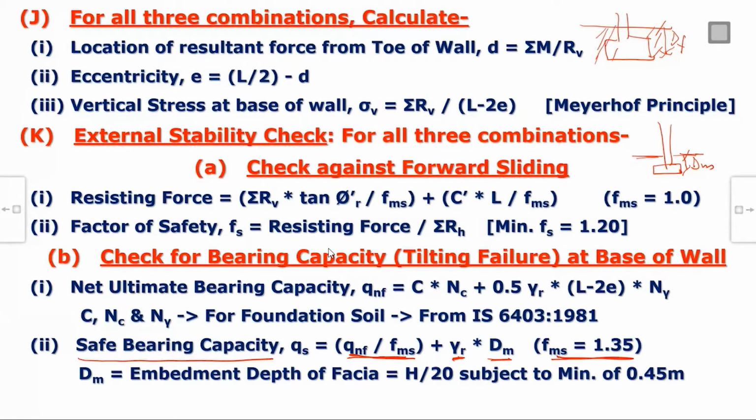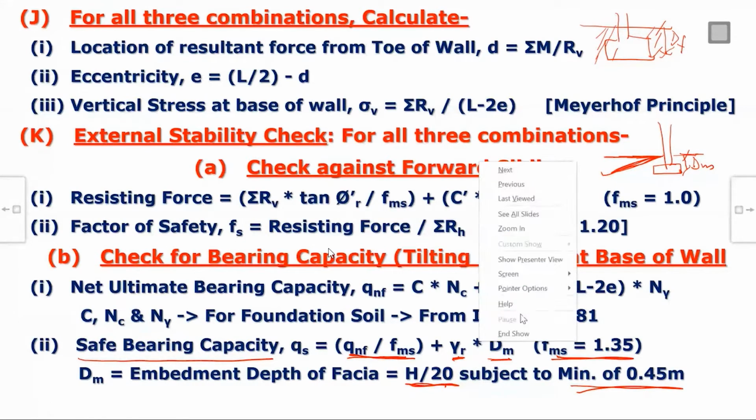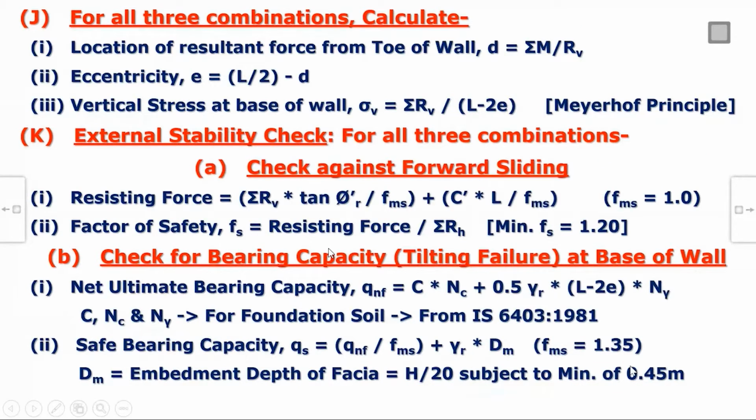So gamma R times DM, and the embedment depth is not given in BS 8006. Again, as I said, these are construction aspects. So FHWA gives it. It says it can be taken as H by 20. The same is taken in IRC also, subject to a minimum of 0.45 meter for horizontal fill. If your fill is sloping, then there is a different formula, but we are taking horizontal. For horizontal, it can be H by 20, subject to a minimum of 0.45 meter. So with that, we will take this DM, and you will calculate safe bearing capacity.